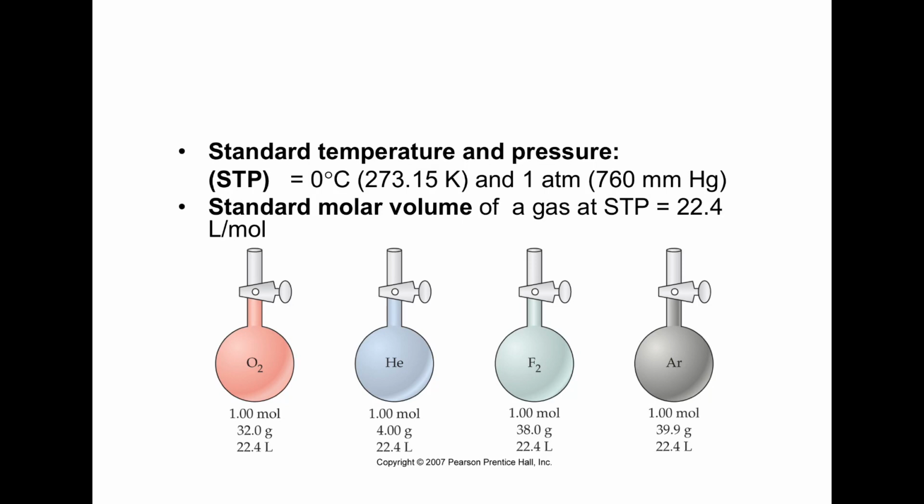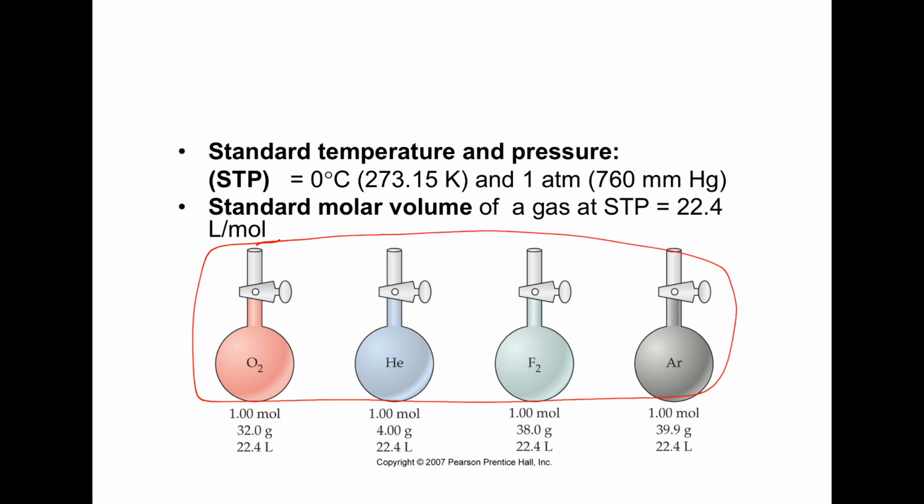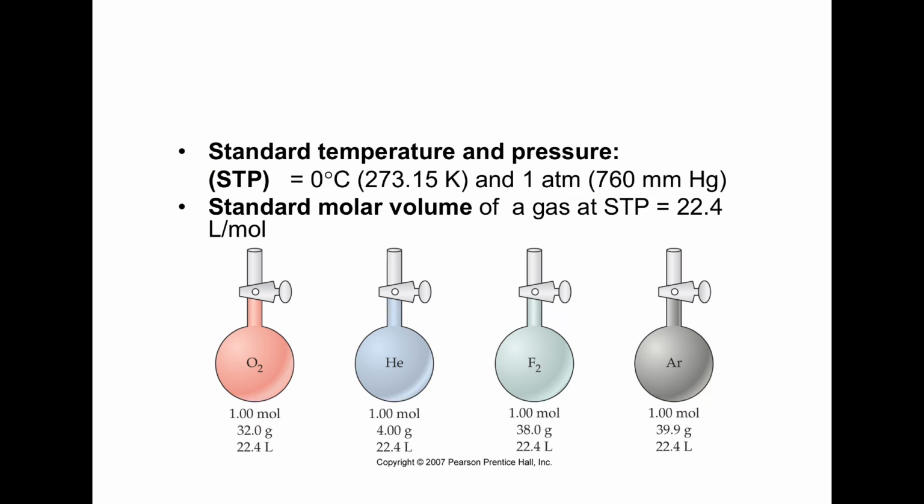Okay, so on the slide we have some bottles of gas. They are all at STP. And remember, standard temperature and pressure is 273.15 Kelvin and 1 atmosphere, that's the same thing as 760 millimeters of mercury. Now, at STP, if you have 1 mole of any gas, so all of these are 1 mole, it will take up 22.4 liters. That's the calculation that we just did.